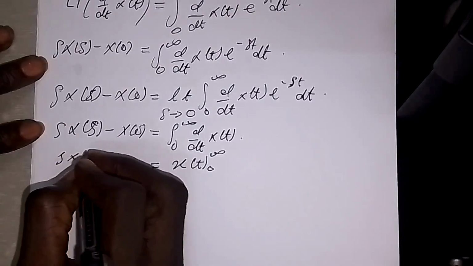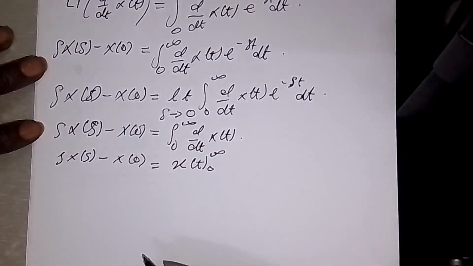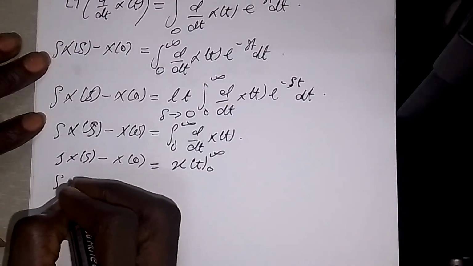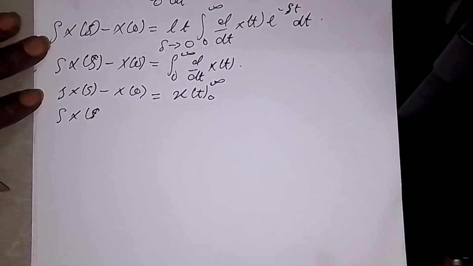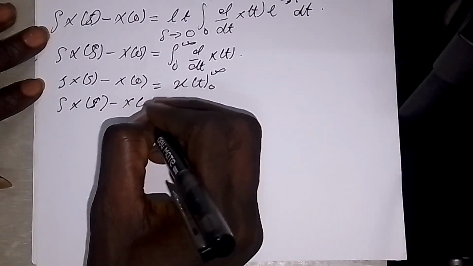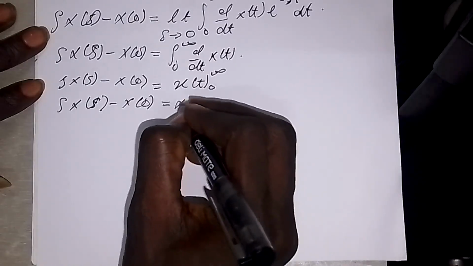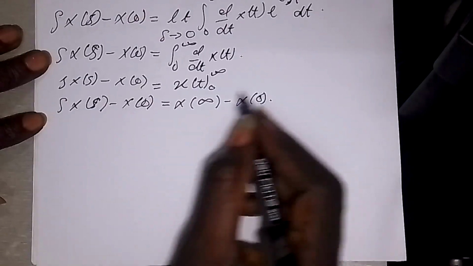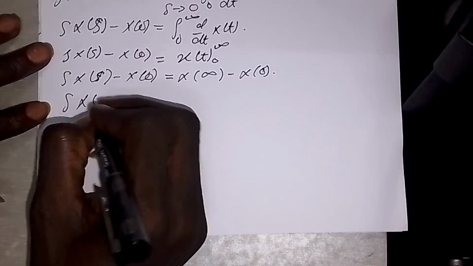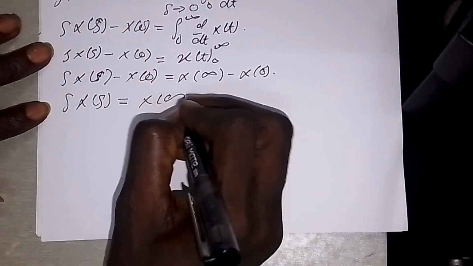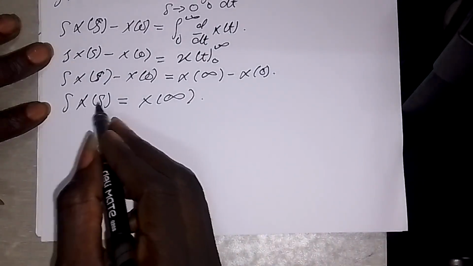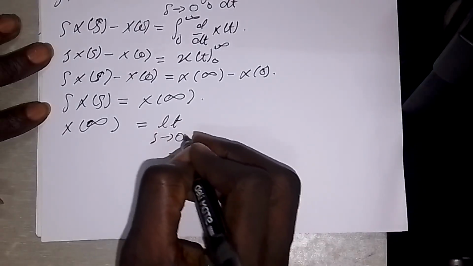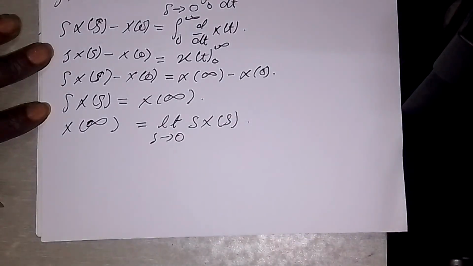So I can bring s X(s) minus x(0) equals, putting in the upper limit infinity first, x(∞) minus x(0). Now x(0) and x(0) cancel each other, so s X(s) equals x(∞). As s approaches 0, x(∞) is equal to the limit as s approaches 0 of s X(s). This completes my work here.